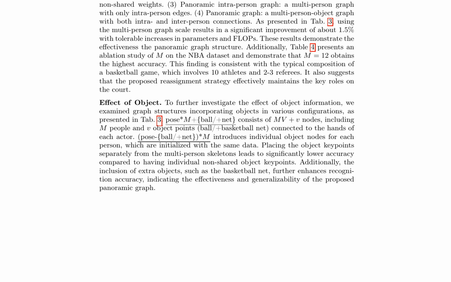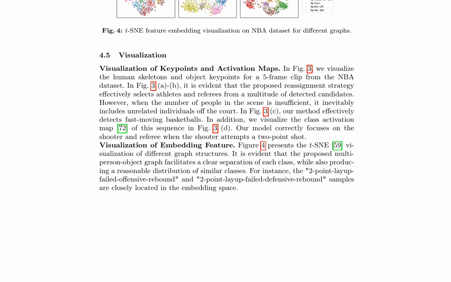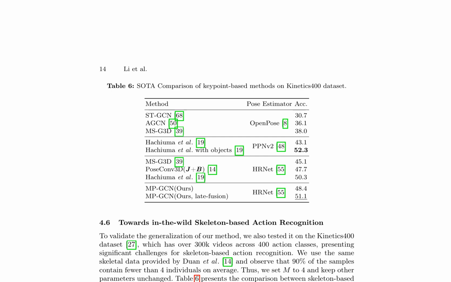The research paper proposes a novel pipeline for skeleton-based group activity recognition, addressing limitations in traditional human skeleton representations. It incorporates human and object keypoints into a multi-person object skeleton graph using a panoramic graph convolutional network. The pipeline includes human and object keypoints estimation, tracking-based pose reassignment, and collective activity recognition. The authors demonstrate state-of-the-art performance on 3 datasets: volleyball, NBA, and kinetics. The TSNE visualization of the graph structures shows a clear separation of classes, indicating the effectiveness of the proposed method.